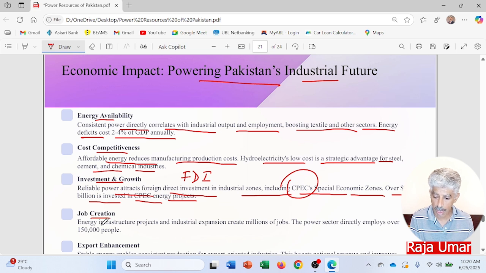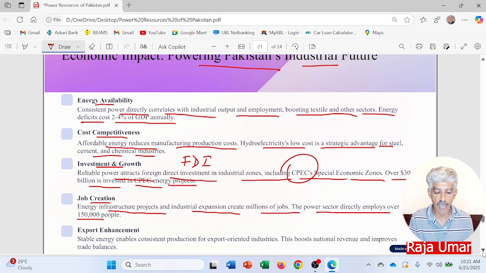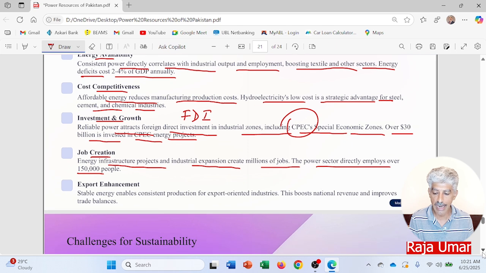Job creation, the employment: energy infrastructure projects and industrial expansion create millions of jobs. The power sector directly employs over 150,000 people. So if we are having more and more power generation plants through all these means, definitely that would lead to more employment in the power projects. And also when the industry develops, people might be getting a lot of jobs in the industrial sector, so unemployment would decline.